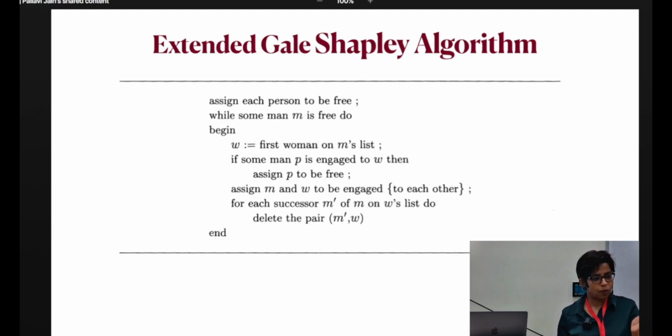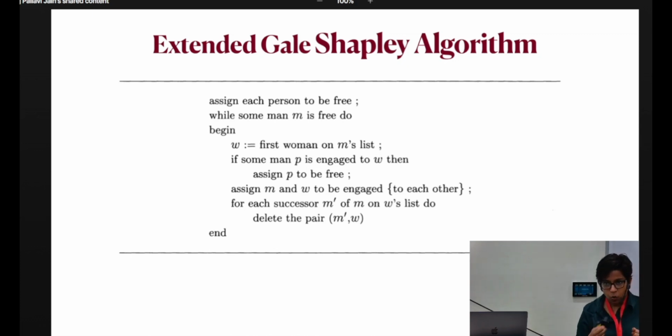This is why the moment this man proposes to a woman, W, by that property alone, M being present in W's preference list means he is better than her current partner who happens to be P. So this is the additional bookkeeping we are doing.